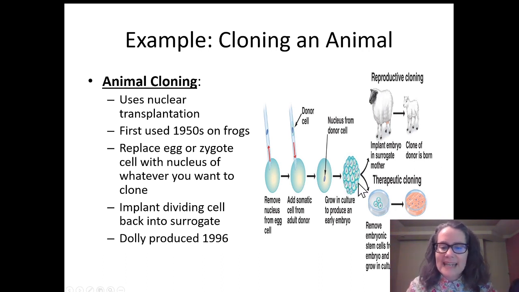We can also take these cells and create stem cell lines, and we do this in order to run tests, to grow different compounds and things like that. Stem cells are very flexible cells, so they haven't been differentiated or determined. So sometimes these have uses for us in science, or we can go all the way to that full clone. In 1996, we produced Dolly the sheep, and there was lots of controversy at the time.